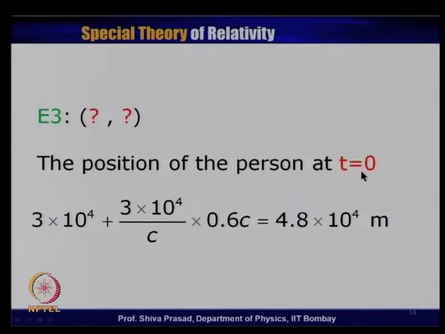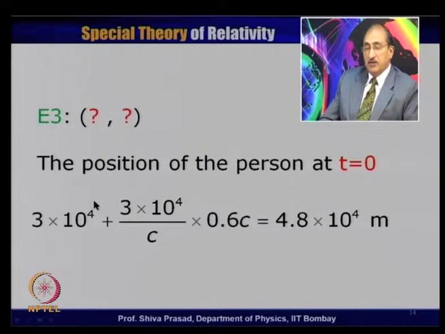The position of the person at t is equal to 0 is this original 30 kilometers plus the time that light took to reach the hospital multiplied by the speed of the person, which is 0.6 c. If you just add these numbers, it turns out to be 4.8 into 10 power 4 meters. It means at that instant of time when the light reached the hospital, this person was at a distance of 48 kilometers. His coordinate was 48 kilometers. But remember, this is still not x3, because the x3 event involves catching the person.